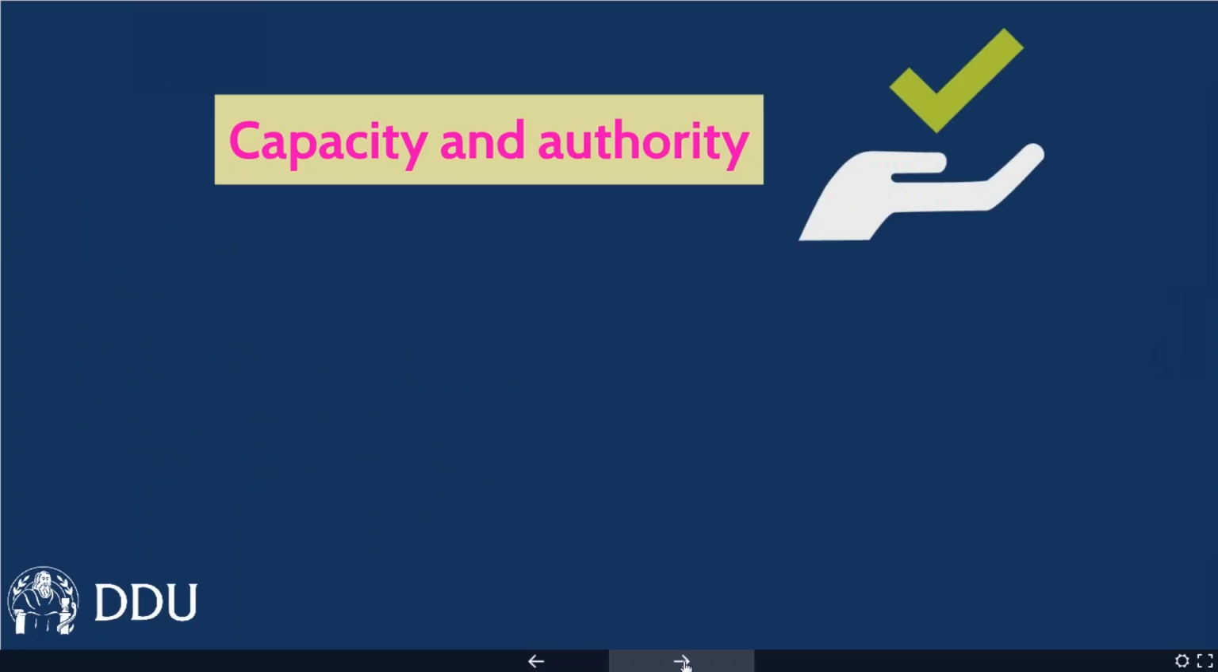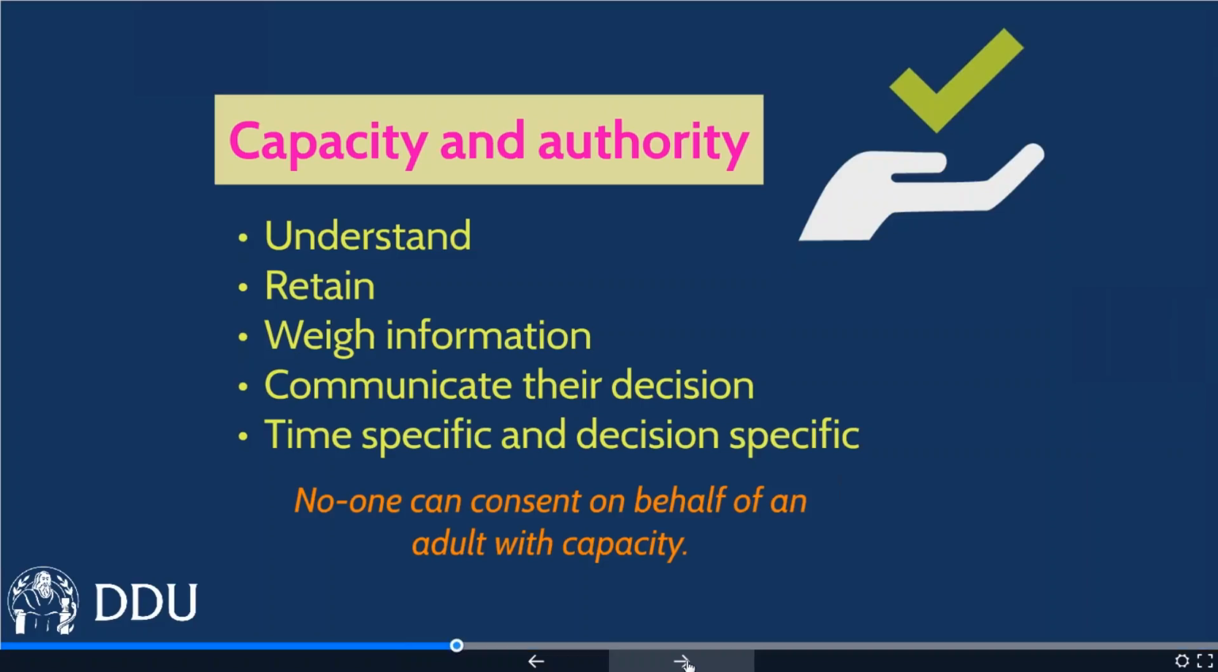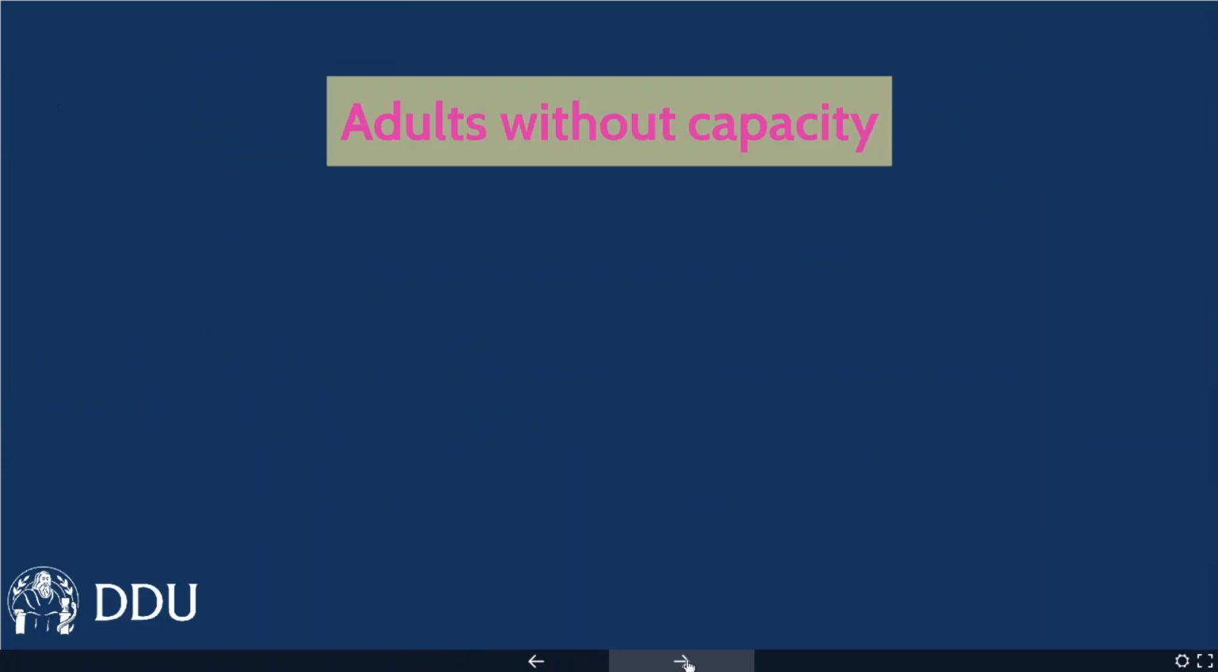So what about capacity and authority? Well, the Mental Capacity Act in England, and we'll see the difference in Scotland shortly, sets out that patients need to be able to understand, retain, weigh up the information, and importantly communicate their decision to the clinician. And the situation is both time specific and decision specific. So certainly some patients would be in a position to make decisions about certain items of treatment, and we'll talk about Gillick competency in a minute, but maybe not so much for others. So time and decision specific. And importantly, no one else can consent on behalf of an adult who has capacity.